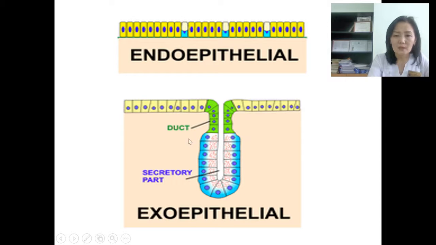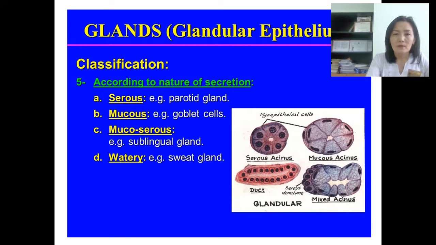But look, if we compare this gland with this one, the secretory part of this gland is located outside of the epithelium. Example: this is a lining epithelium, but this part is glandular epithelium, which is located in the connective tissue. That's why exoepithelial exocrine gland. Exo means outside. Next classification of exocrine glands.